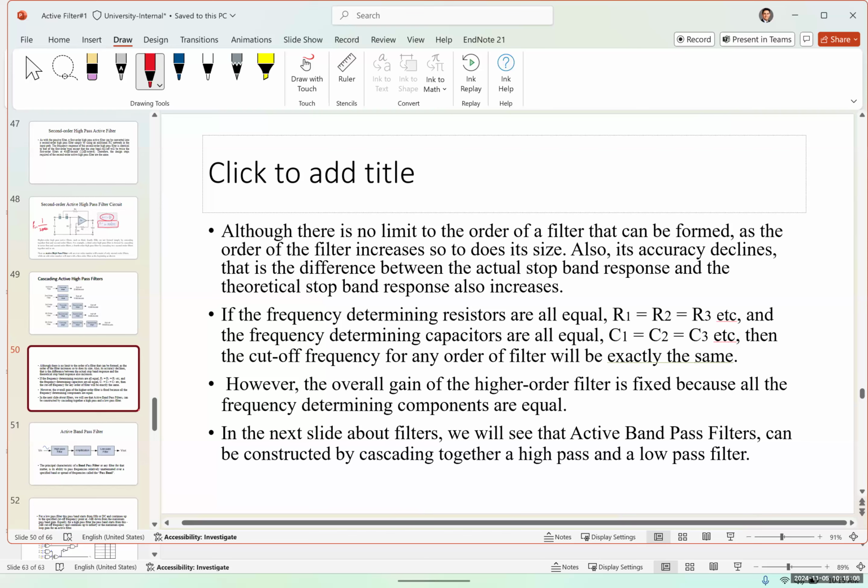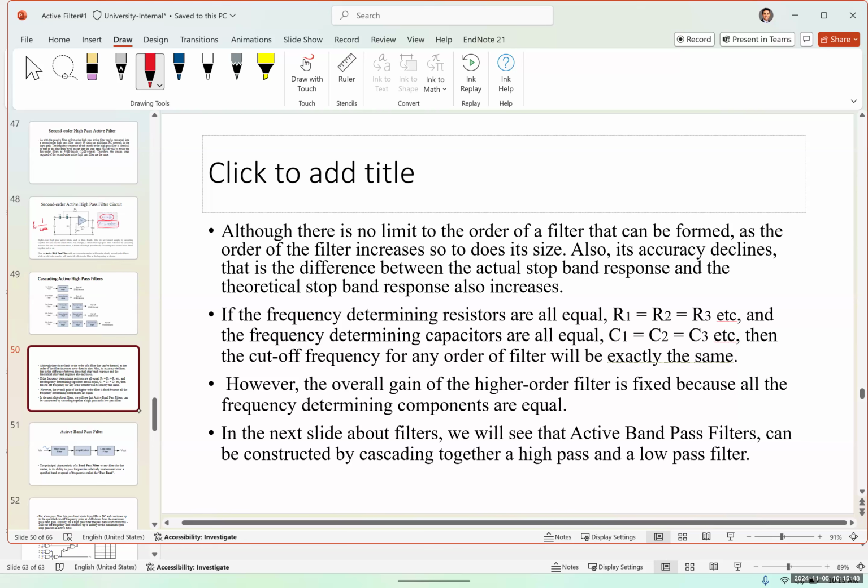However, we cannot have that. Even if you open a box of same resistors from the same manufacturer built on the same day, you're going to see, and you saw that in the lab as well, that they're going to have different values. 1K has a 5% tolerance, so it's going to be between 950 and 1,050. You can't find two resistors that are exactly 1K from the same batch from the same factory. However, the overall gain of a higher order filter is fixed because all the frequency determining components are equal. Again, in the real world, we're not going to have that. You're going to have a small difference between them.